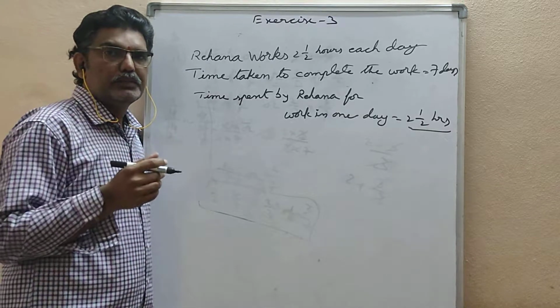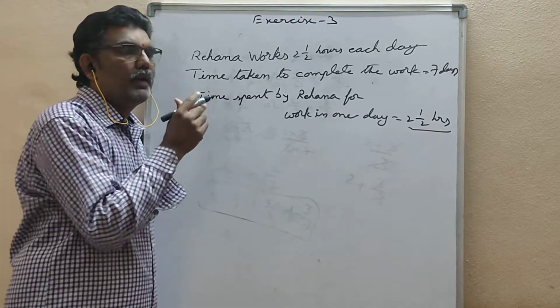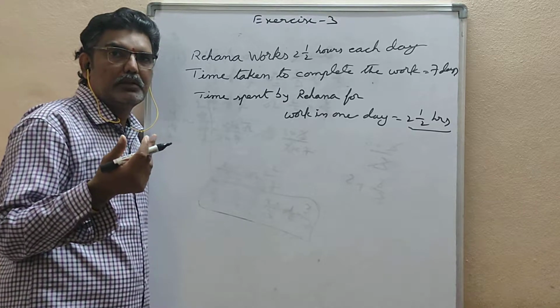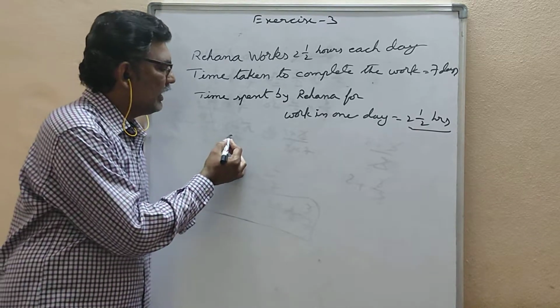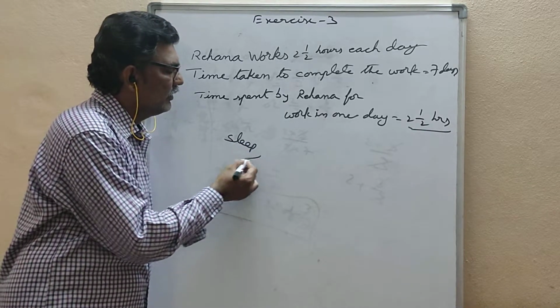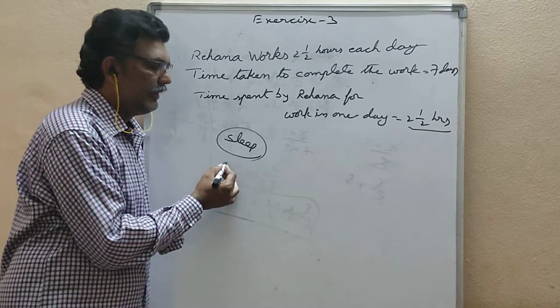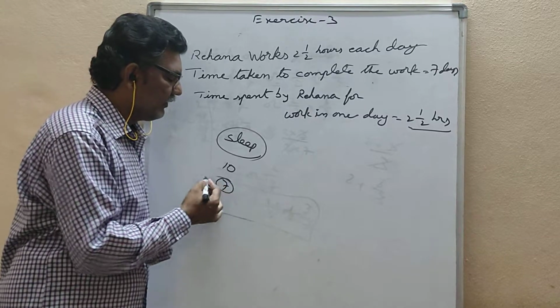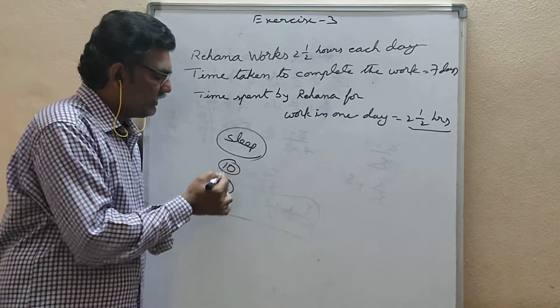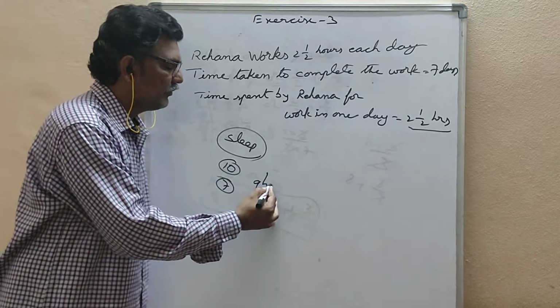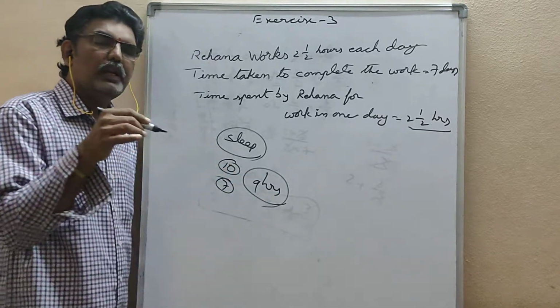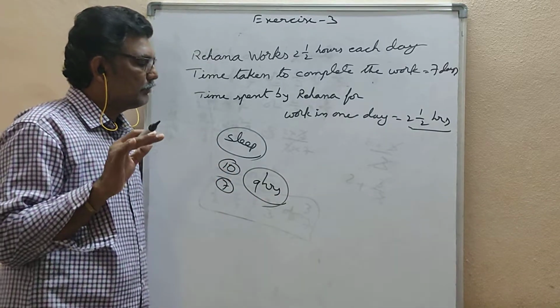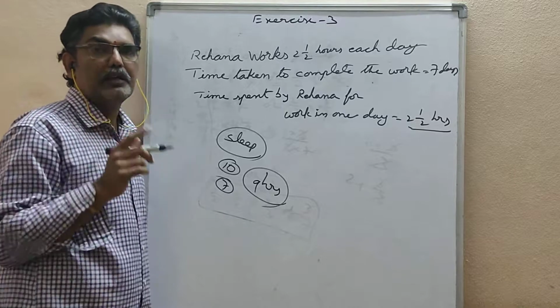See, for study purpose, take sleep as an example so you will understand. At maybe 10 o'clock, if you go to sleep, in the morning you will wake up at 7 o'clock. So 10 to 7 means 9 hours. You will spend 9 hours sleeping per day.